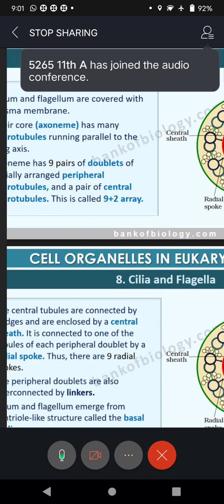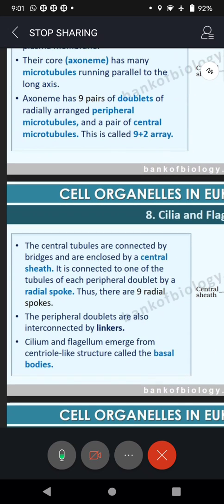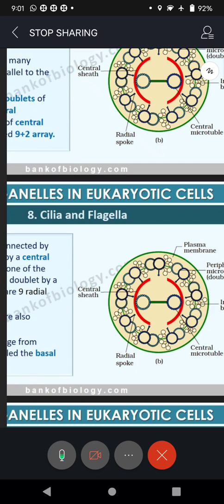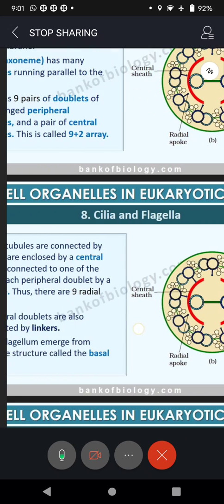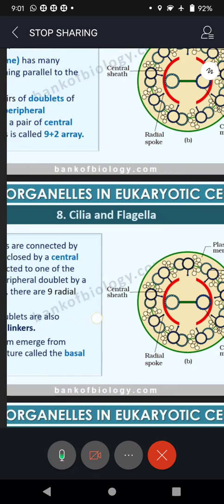So basically it is the axoneme structure. The central tubules are connected by bridges and are enclosed by the central sheath, as I have shown just now. It is connected to one of the tubules of each peripheral doublet by a radial spoke. That is the importance of the radial spoke. Thus, there are 9 radial spokes. Let us see the radial spokes. Are they connected? And there are 9. See, radial spokes are 9, and they are connected to the central sheath. Observe the diagram. You can see. And then the peripheral doublets are also interconnected by linkers. Now see the linkers.